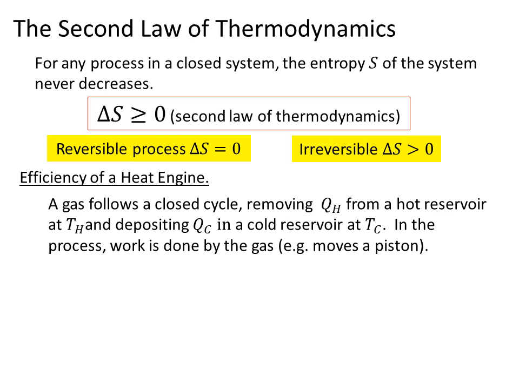An example of a heat engine is a gas that follows a closed cycle, removing a heat Q sub H from a hot reservoir that's at a temperature of T sub H and depositing a different heat Q sub C in a cold reservoir at a temperature T sub C. In this process, work is done by the gas. For example, it moves a piston.